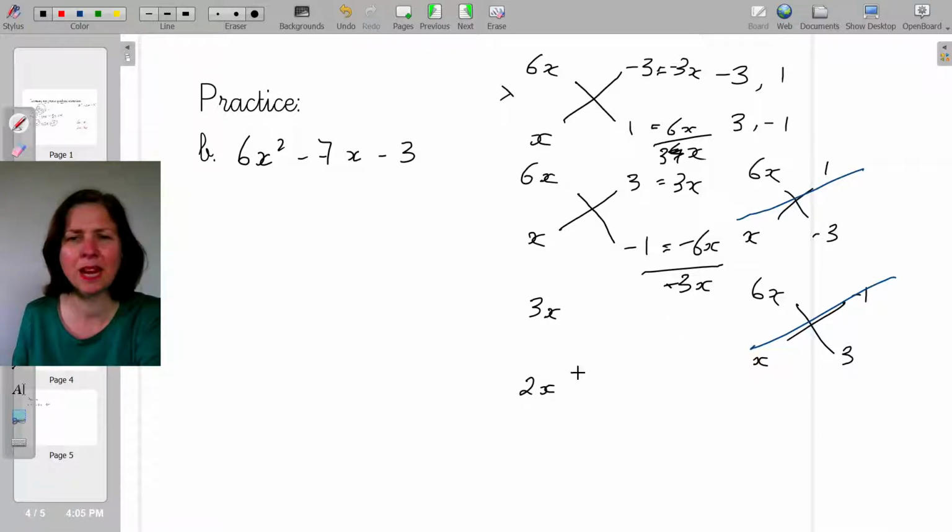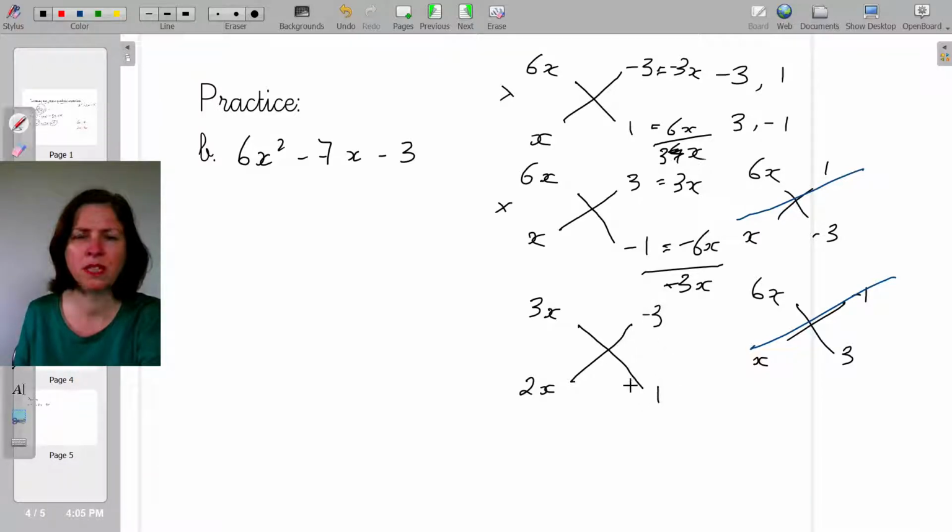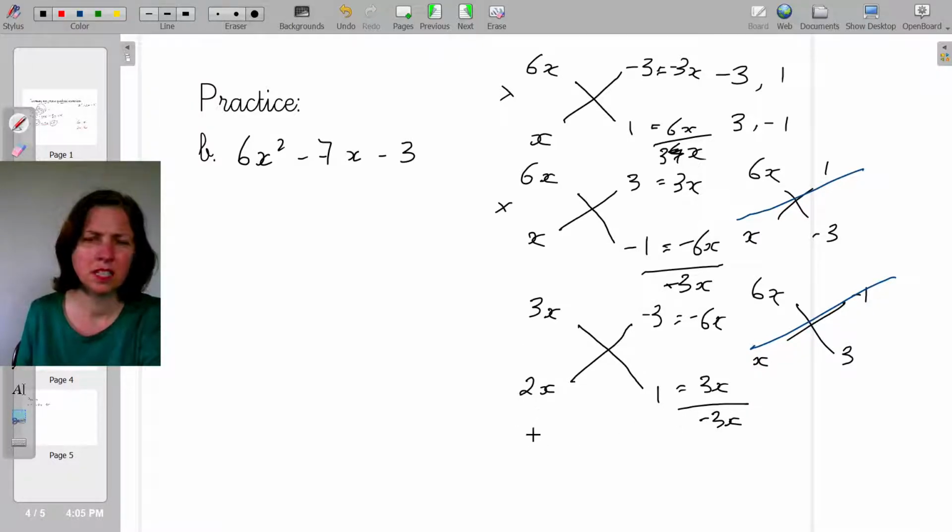All right, let's look at my next example because neither of these worked. So now I've got 3x times 2x. Let's put in our combinations. Could be negative 3 and positive 1. Let's try it. This gives me negative 6x here. This gives me 3x here. Again, now I've got negative 3x. Still not there.